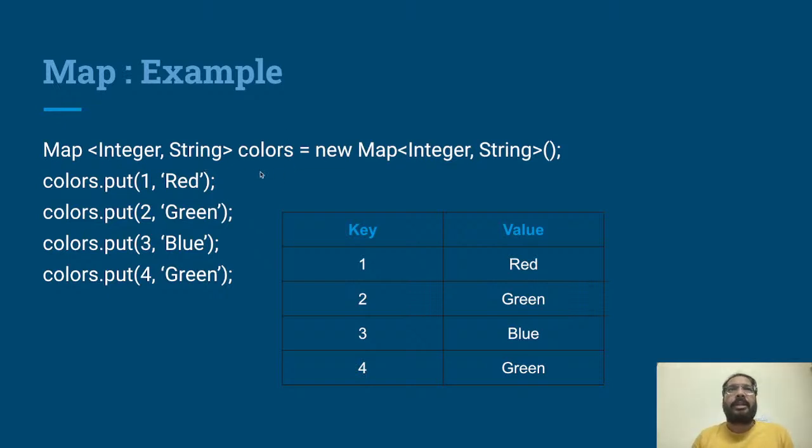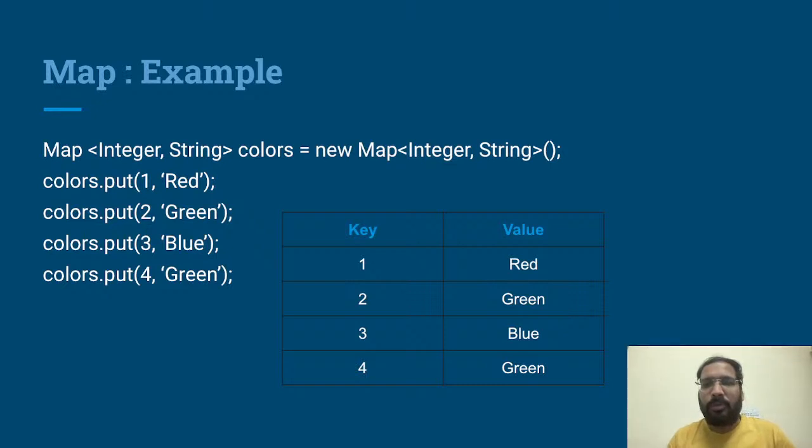Then colors is the name of the variable. Then through new map, we are just initializing it. Now in list and set, we have the add method, through which we add the values. But in the case of map, we have the put method. So through the put method, you will be able to add the values in the map.